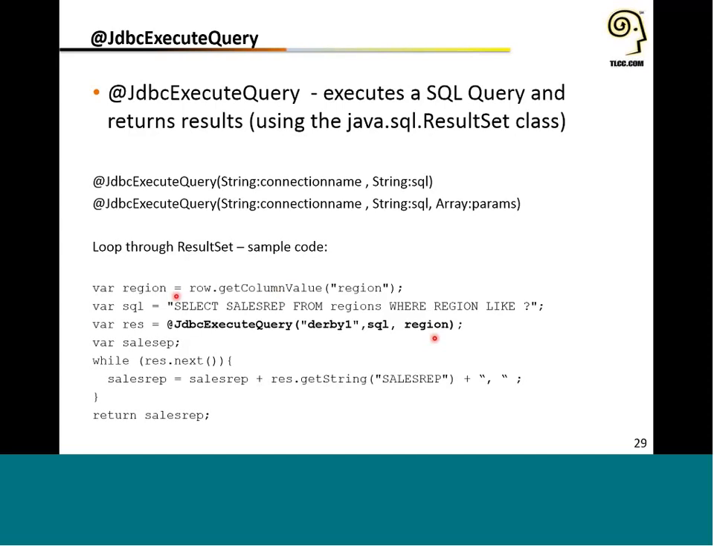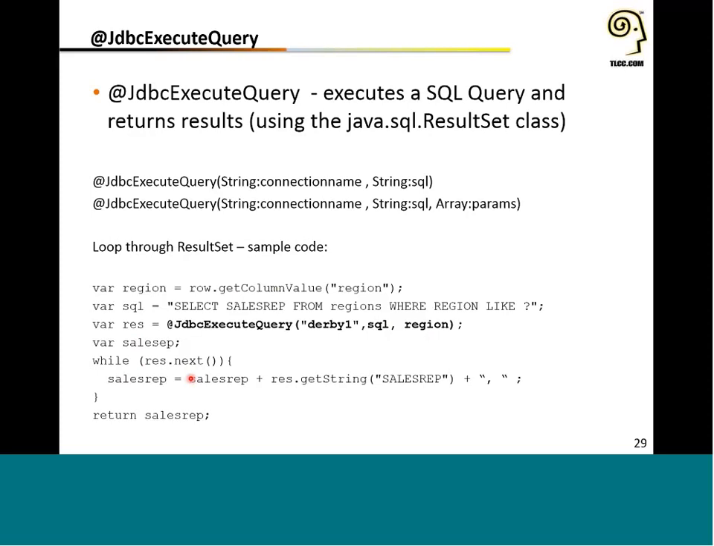So assume the region is a column in our view, and so for that individual row, we want to pass the region to the query, and then that returns a variable called res. And then we have a little loop, while res.next. Res.next will be true as long as there's data to get. And this is going to iterate through our data, our java.sql.ResultSet.